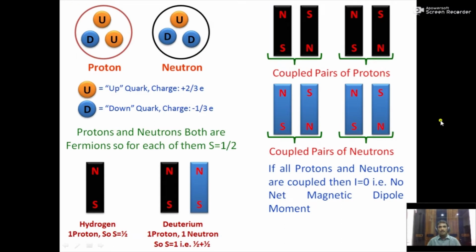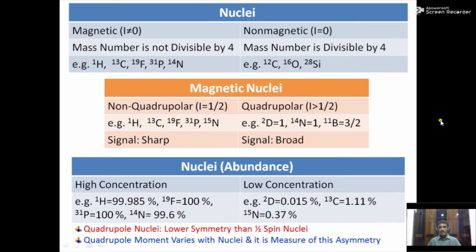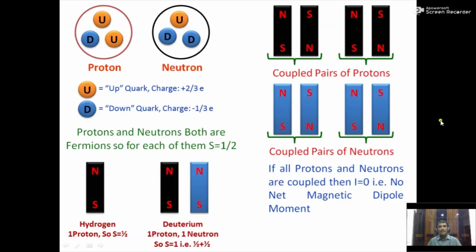Now, we have seen in the previous slide that non-magnetic nuclei are the nuclei whose mass number is divisible by 4. Another classification is that if the nucleus has an even number of protons as well as neutrons, then it is a non-magnetic nucleus. Because if there is an even number of protons and neutrons, the protons and neutrons behave like magnets, and they have the tendency to pair up.